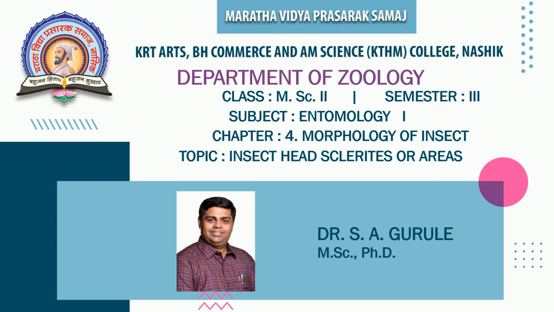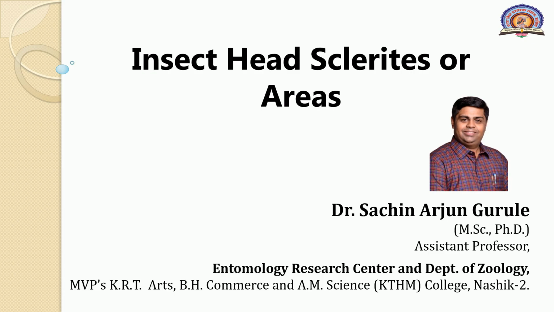In the previous lecture of Entomology First, we started with Chapter 4, Morphology of Insect, and we are discussing the morphology of the head of a generalized insect. We completed the topic head orientation, and started with the topic head skeleton. Now head skeleton is composed of two parts, the head sutures and the head sclerites or the areas, of which we have already completed the head sutures, and in this video we are going to learn the head sclerites or the areas.